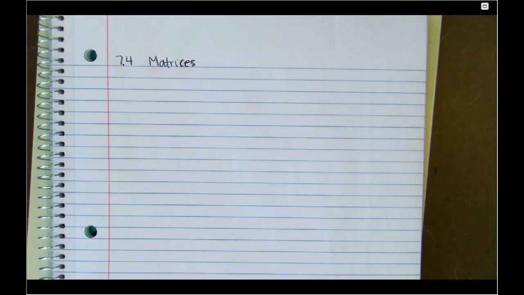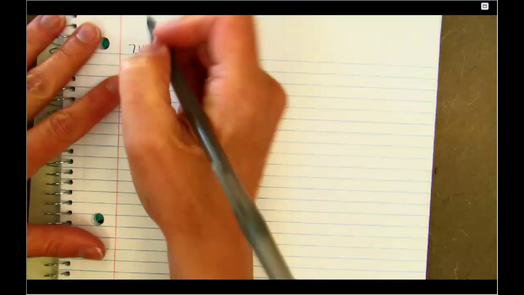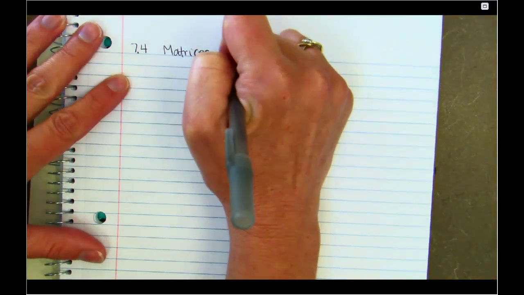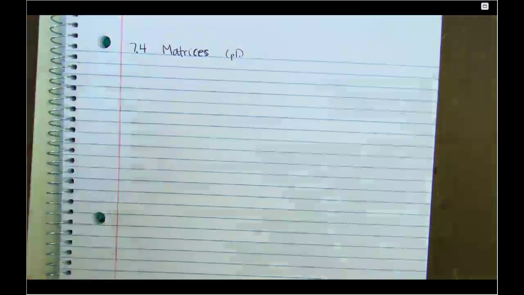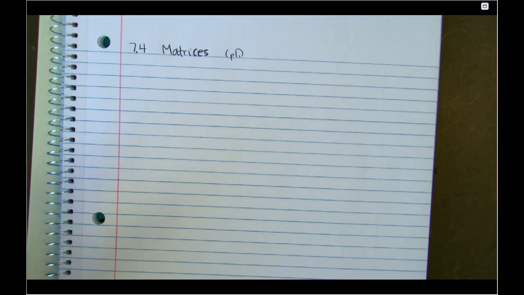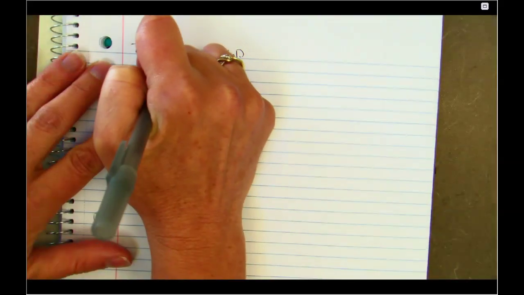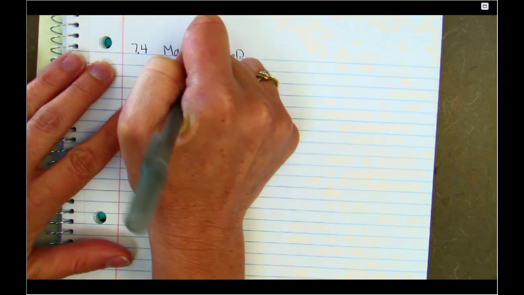So let me give you some background. You can't use a matrix unless you know what a matrix is. So background first, and then we'll talk about how you use it. Okay, so the word matrices is actually the plural. The single word is matrix.